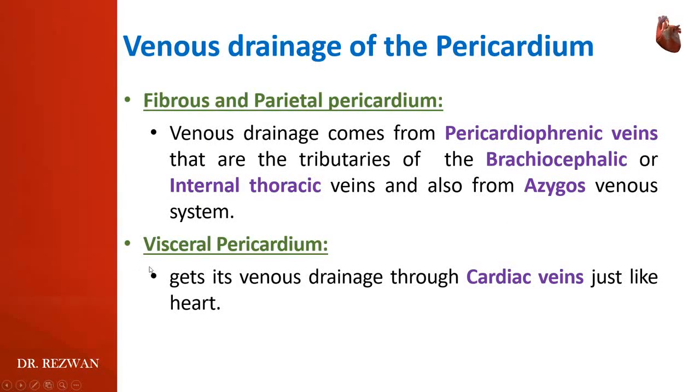On the other hand, the visceral pericardium gets its venous drainage through the cardiac veins. As we know, the heart is also getting its venous drainage by the different cardiac veins, like the great cardiac vein, middle cardiac vein, small cardiac veins, and the venae cordis minimae.